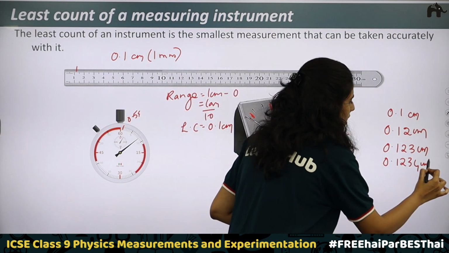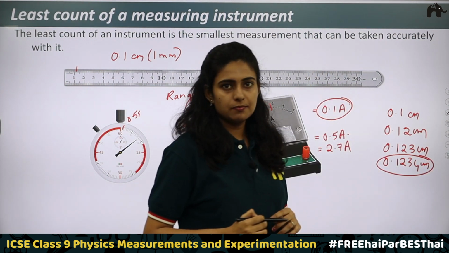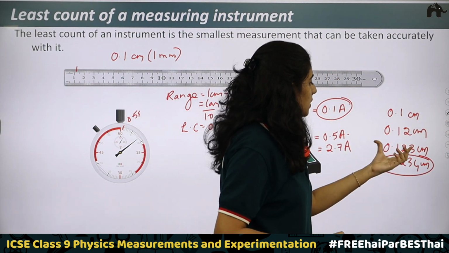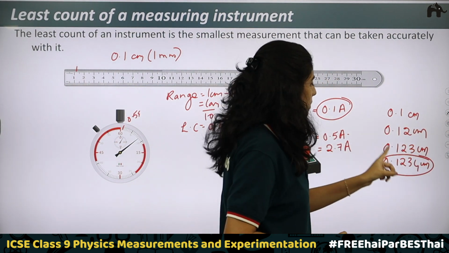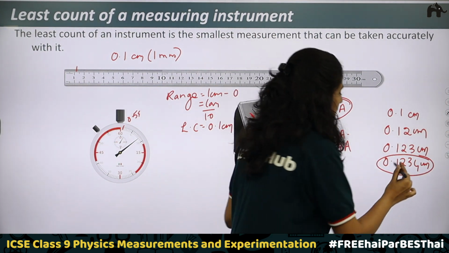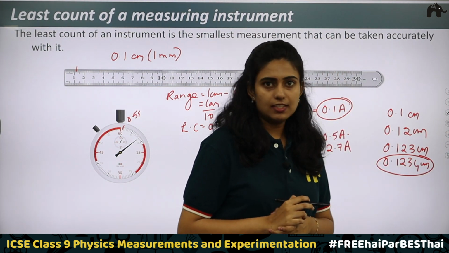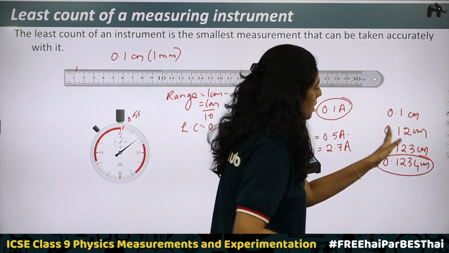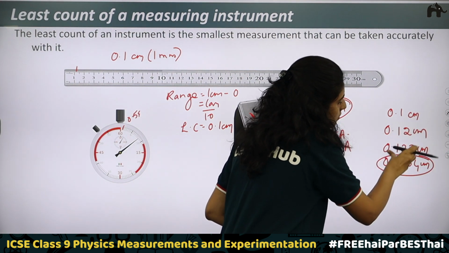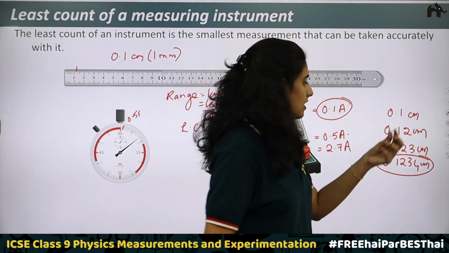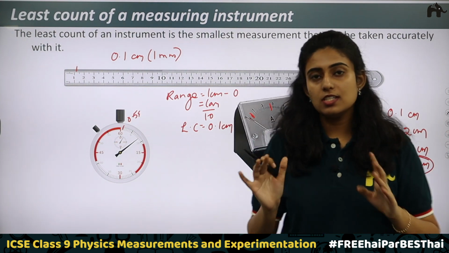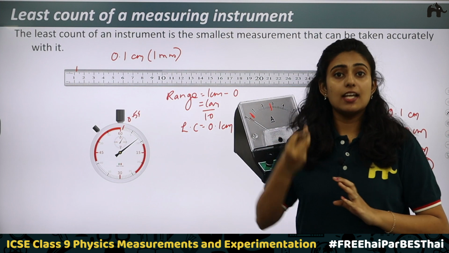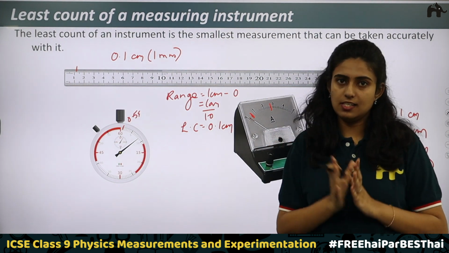It will be 0.1234 centimeters. It is not 0.1 centimeter, it is not 0.12 centimeter or 0.123 centimeter. This will be the most accurate value because the number of decimals is increasing. The length is the same, but the number of decimal points is increasing, and that makes it more accurate. So this is what the concept of least count is. For every device, the smallest value that can be measured is the least count.